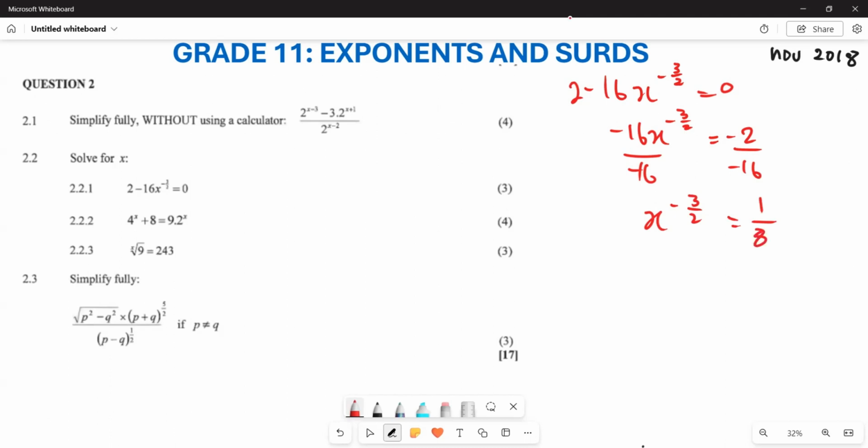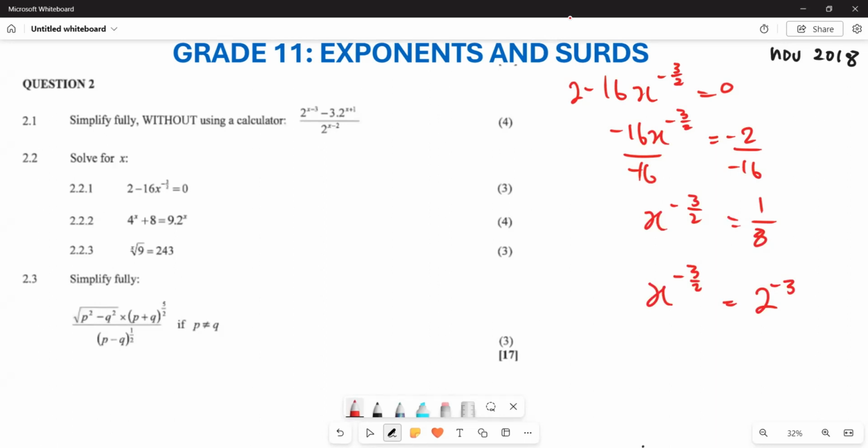Now, I want us to write 1 over 8 in terms of exponent. This is going to be x to the power of negative 3 over 2 is equal to, now 1 over 8 can still be written in terms of what? The 8 is your cube number. So it can be written as 2 to the power of negative 3 altogether. Now that is going to be there.